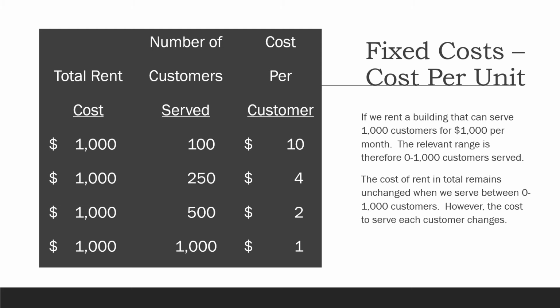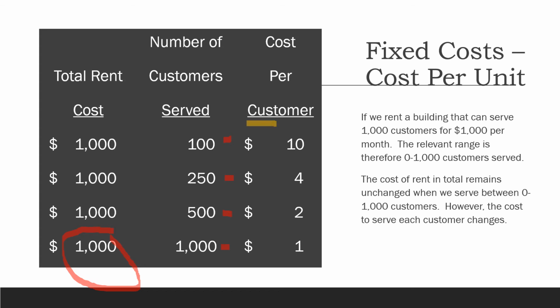Fixed costs always remain the same in total. If you look at this chart that I have provided, using that last example, we have a facility that can serve 1,000 customers, and the rent is $1,000 a month. We can see that regardless of whether we serve 100 customers, 250 customers, 500 customers, or 1,000 customers, the rent remains $1,000 each month.